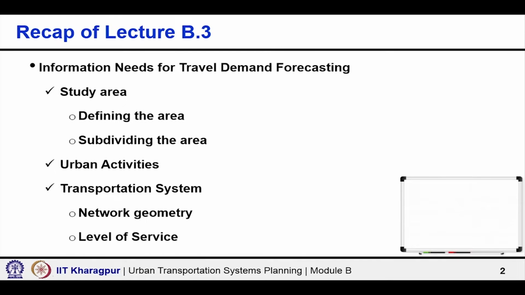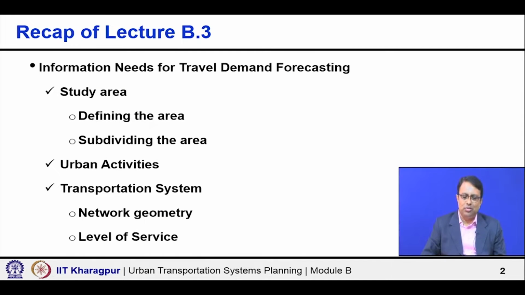In Lecture 3, we were discussing information needs for travel demand forecasting. We discussed the importance of the study area, how to define the study area boundary, and how to subdivide this study area into different traffic zones. Then we talked about the data related to urban activities, and also the data related to transportation systems.